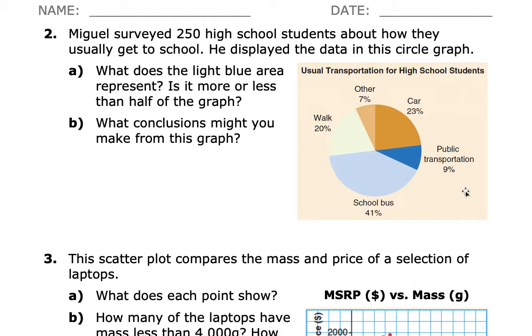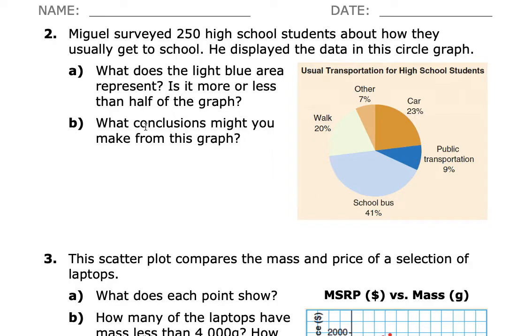Miguel surveyed 250 high school students about how they usually get to school. He displayed the data in this circle graph. So I'm going to first start by saying that the advantage of a circle graph is that it shows the relative proportion. It talks about parts out of the total. So what does the light blue area represent? Is it more or less than half the graph? So this is our light blue area, and it's less than half because half of the circle is a straight line across. It also includes the percentage, which is 41%, so that's less than half.